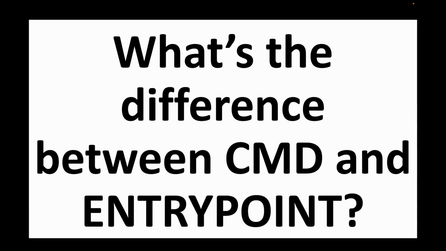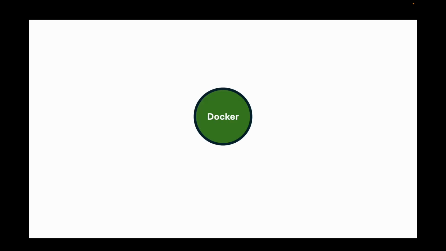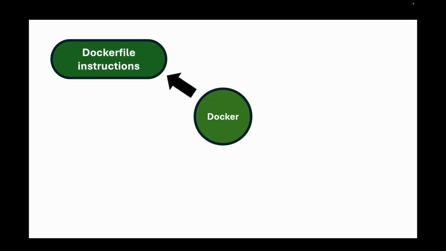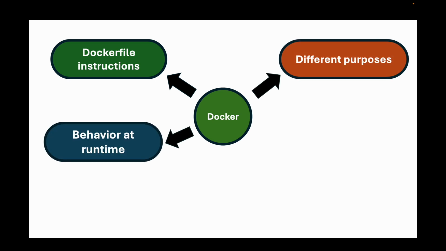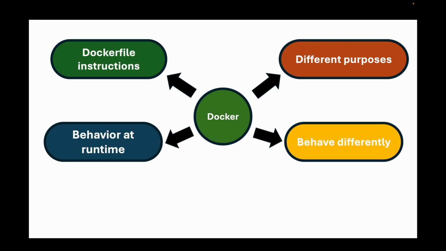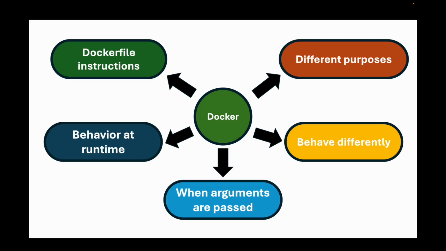You can troubleshoot those things. The last question I have is, what's the difference between CMD and ENTRYPOINT? Now, both CMD and ENTRYPOINT are Dockerfile instructions that define the behavior of your container at runtime. However, they serve different purposes and behave differently when runtime arguments are passed to the container. So your CMD provides default arguments or commands. ENTRYPOINT defines a fixed command or executable.